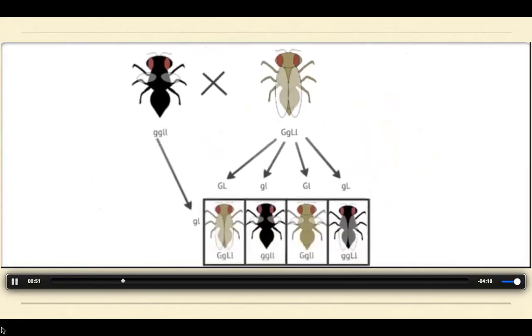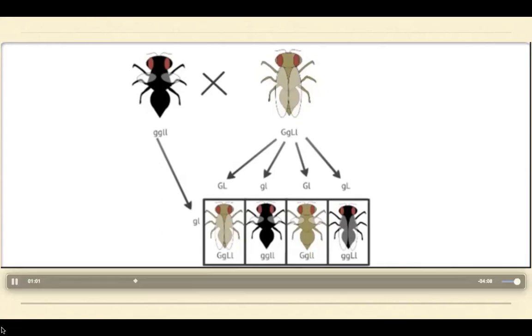Since the parent that was recessive for both traits could only produce one type of gamete, we would expect four different options for the offspring. So that's what I was talking about. You've got gray body long wing and gray body short wing. You've got black body short wing and black body long wing. And we would expect them to be roughly equal in number.